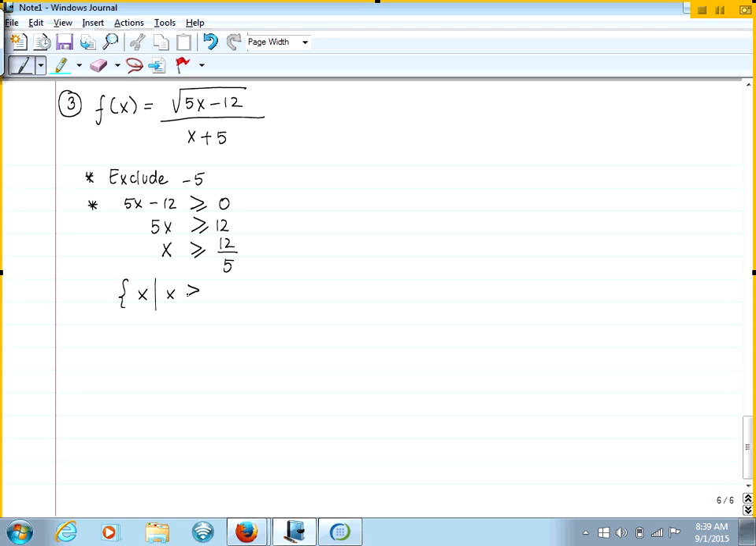x such that x is greater than or equal to 12 over 5, and x cannot equal -5. Okay, good. Oh, but isn't it included already? Because -5 is on the other side. Do I have to include this part?